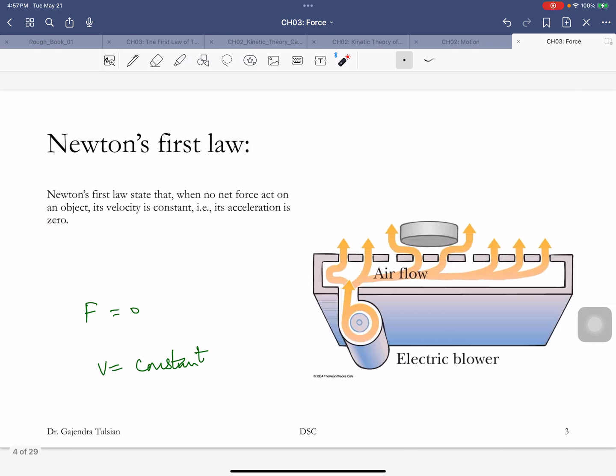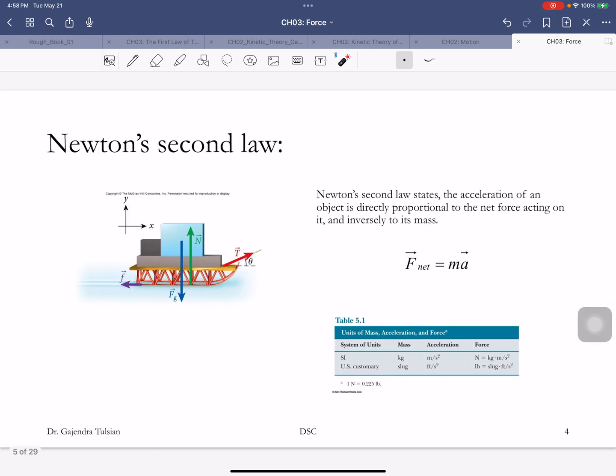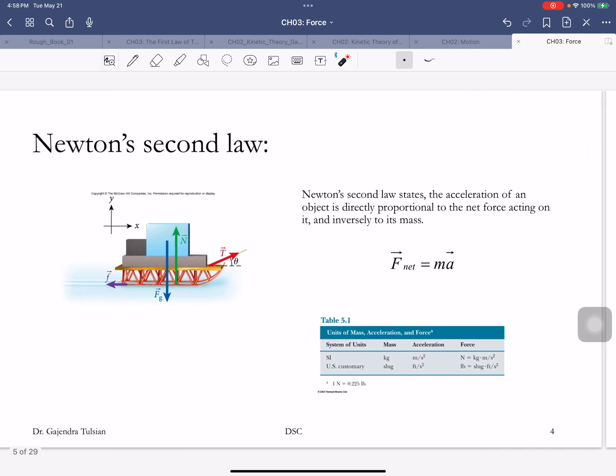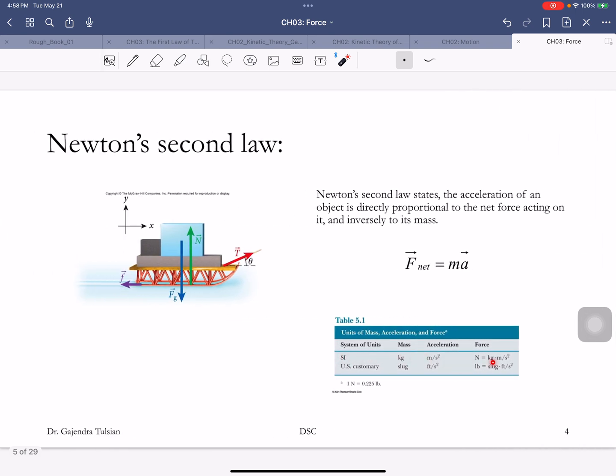All right, so the first law says if force is zero, velocity is constant. That means acceleration is zero. And the second law tells you when the force is not zero, you have an acceleration. Okay, so the SI unit is what we'll mostly use, which is the Newton. In the US units, the units of force are pounds. The units of mass are slugs, and acceleration is feet per second squared.